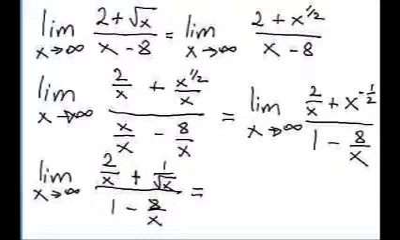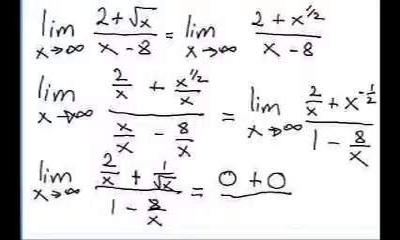The limit as x goes to infinity of 2 over x is just 0. And then it turns out that the limit as x goes to infinity of 1 over square root of x is also 0, because square root of x gets bigger and bigger and bigger as x goes to infinity. So 1 over square root of x will get really, really small. So overall, the limit will turn out to be 0. And then we have 1 minus 8 over x will go to 0 as x goes to infinity.